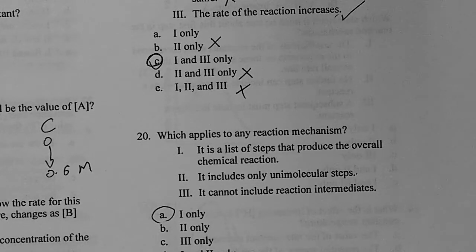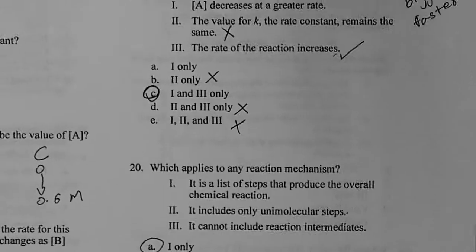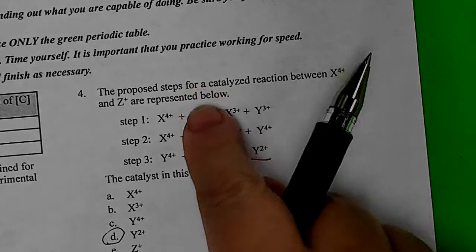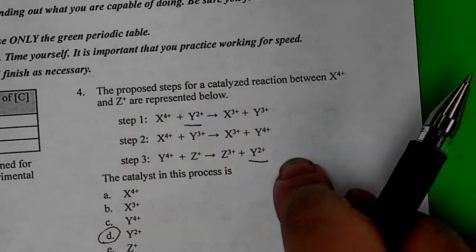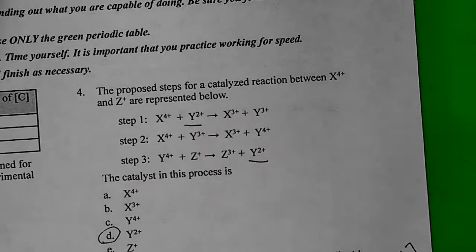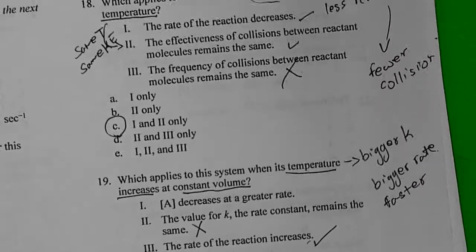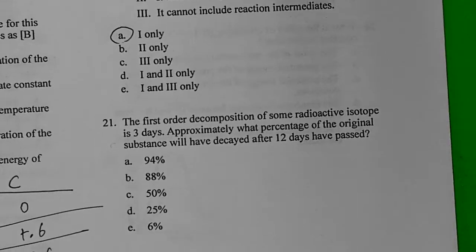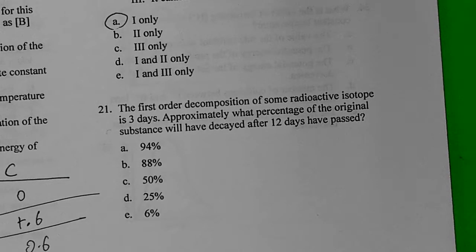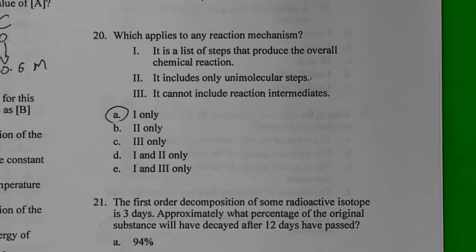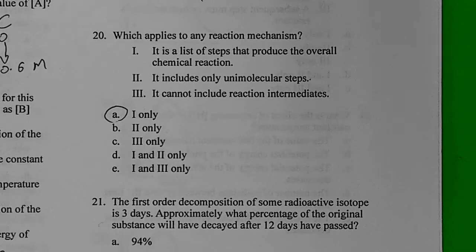Reaction mechanism is just talking about those steps. So like this, those are reaction mechanisms: step 1, step 2, step 3. And then when you add them together, you get the overall reaction. All right, let's look at 21. 20 is A. Why is 3 wrong? Because any steps do have intermediates in the steps, not the overall reaction, any steps.